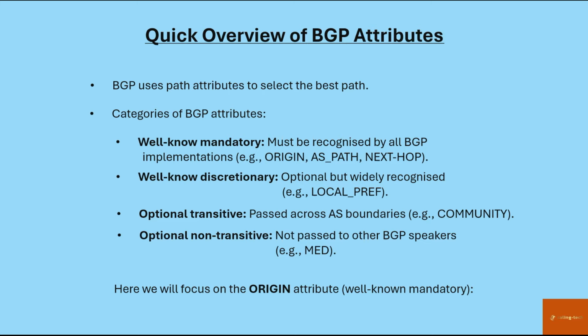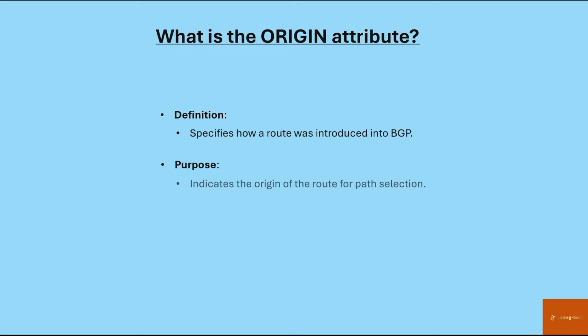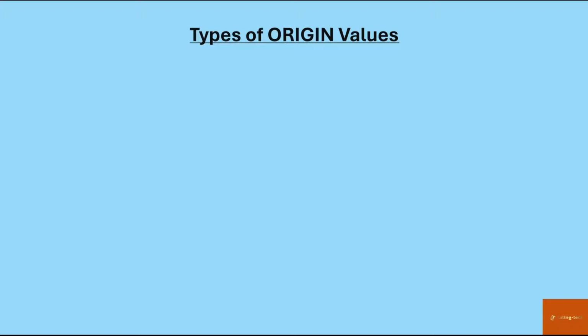So here we're going to focus on the origin attribute, which as we can see from above is the well-known mandatory attribute. So what is the origin attribute? We've already gone over it, so again, this is just a quick recap. The definition: it specifies how a route was introduced into BGP. The purpose: it indicates the origin of the route for the path selection, and it helps routers make informed routing decisions.